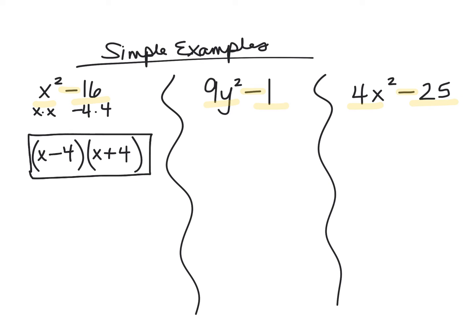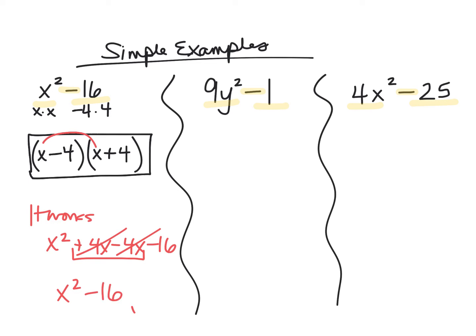And the reason that it works, I will show you quickly why it works. When we multiply this back out just to check, we get x squared plus 4x minus 4x minus 16. Notice this plus 4x and minus 4x cancel each other out. So we are left with the x squared minus 16 that we started with. Okay, so if I use that same pattern to break up the 9y squared minus 1. Okay, 9y squared is 3y times 3y. Negative 1 is negative 1 times positive 1.